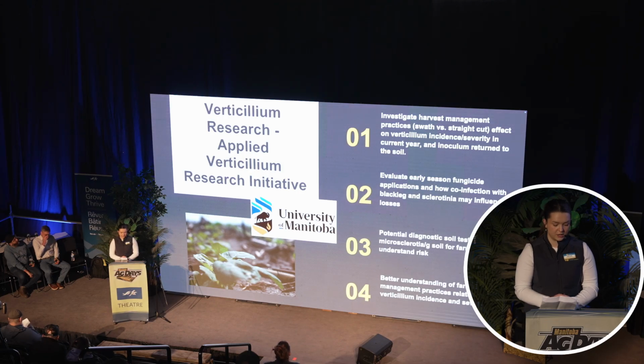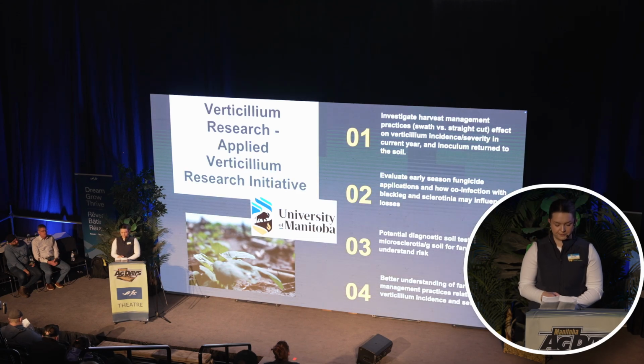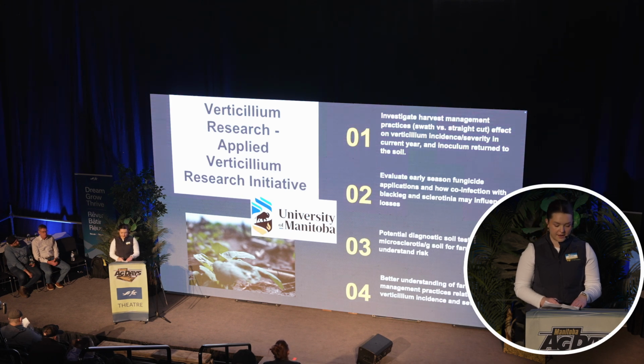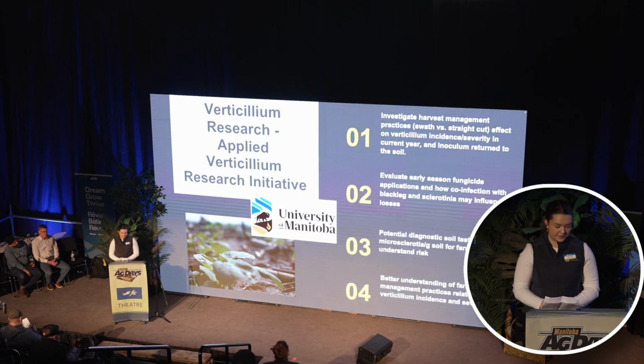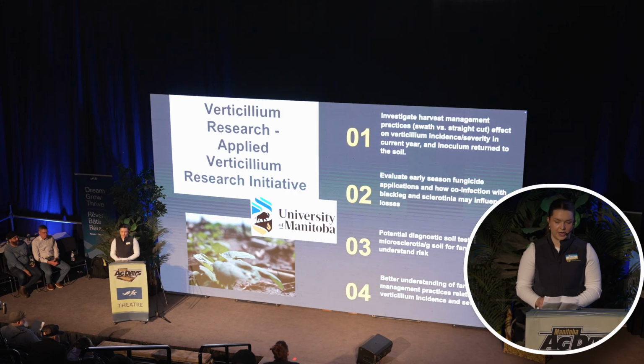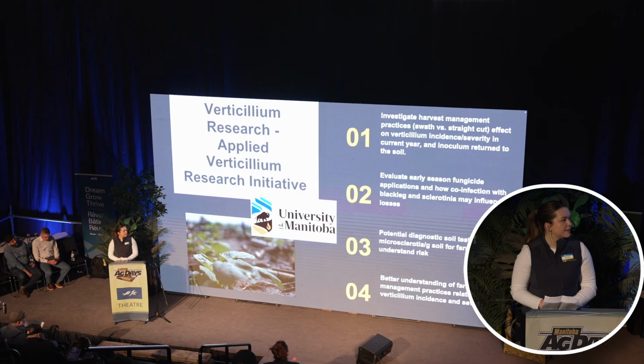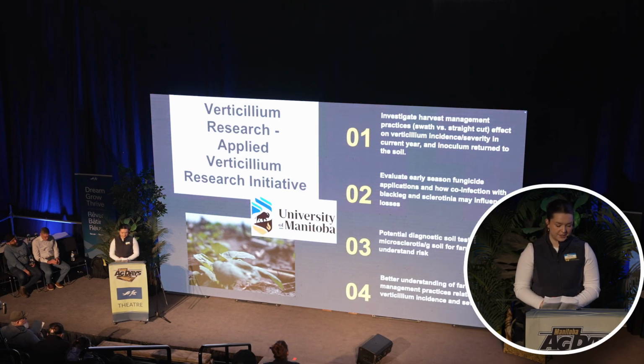So 1, investigate harvest management practices, swath versus straight cut, effect on verticillium incidence and severity in the current year, and inoculum return to the soil. 2, evaluate early season fungicide applications and how co-infection with blackleg and sclerotinia may influence losses. 3, a potential diagnostic soil test for microsclerotia per gram soil for farmers to understand risk. And 4, better understanding of farm management practices related to verticillium incidence and severity.